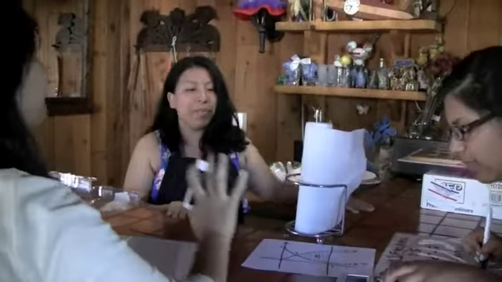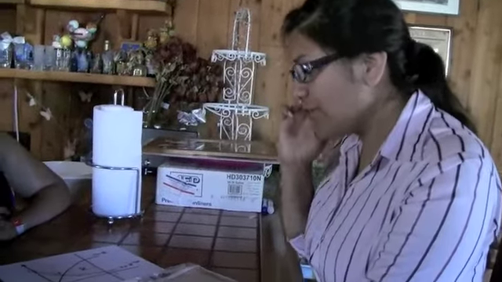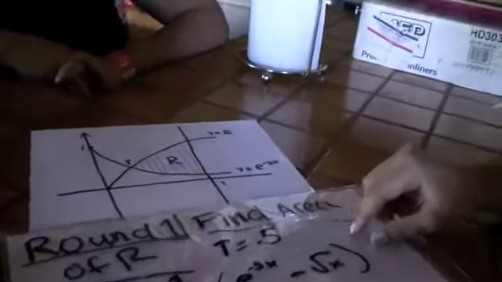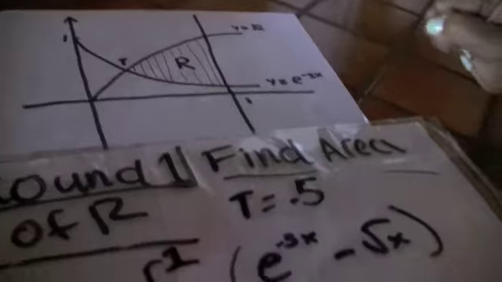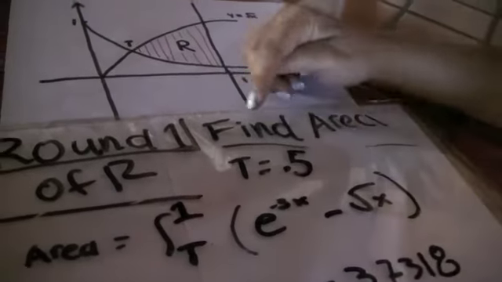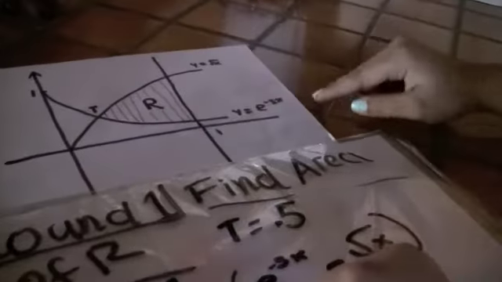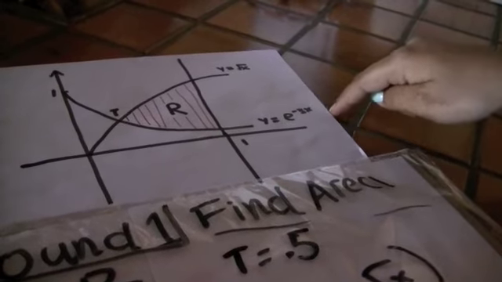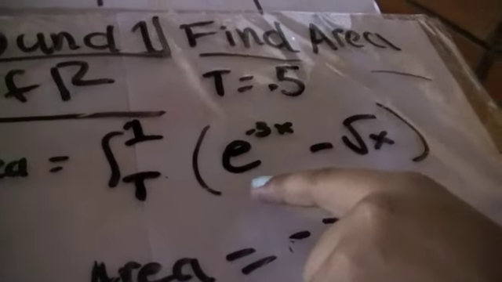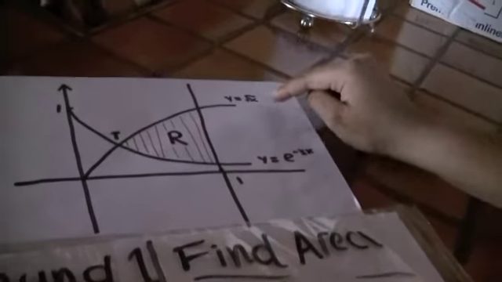All right, time's up. Contestant number 1, what did you do to get your answer? First we'd have to find what T is, the intersection. Obviously that looks like it's around 0.5. So using my intuition, I put T equals 0.5. In order to find the area, we need to find the area between the 2 curves. Since y equals e to the negative 3x is closer, it goes first. Then we subtract it from y equals the square root of x because it's farther from the x-axis.